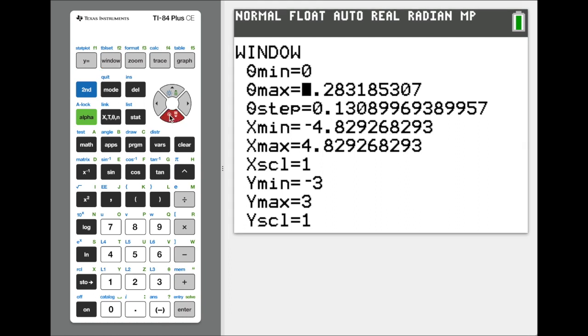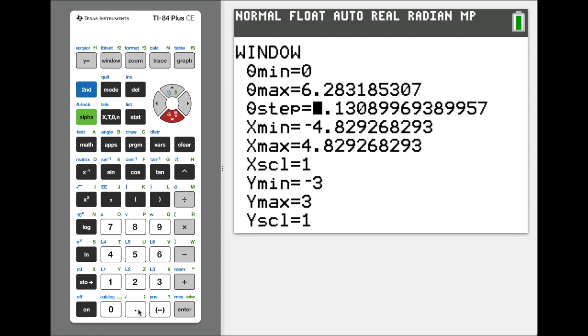The larger this theta step number, the larger the step between dots that are being connected, and the less accurate your drawing will be. The smaller the theta step, the more accurate your drawing will be, but the longer it will take to actually plot the function. So there's a trade-off. Right now we have a theta step of 0.13.